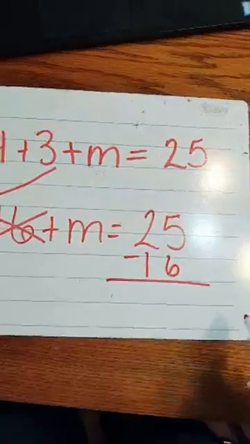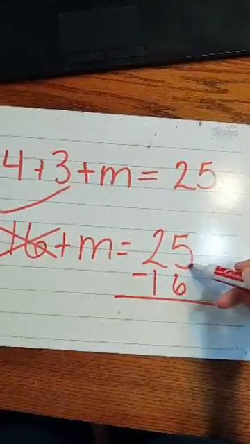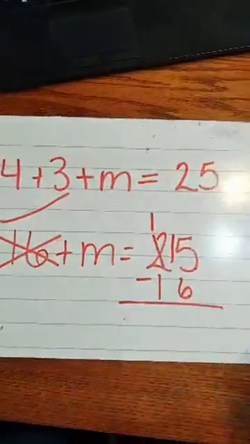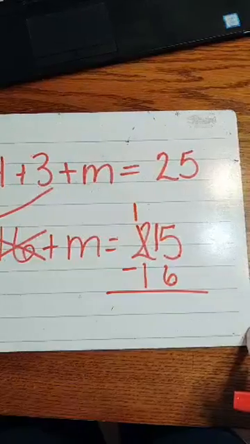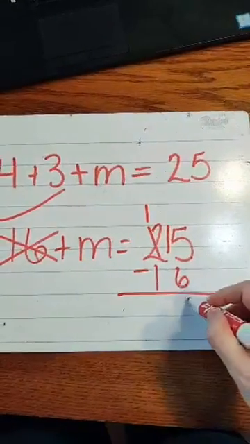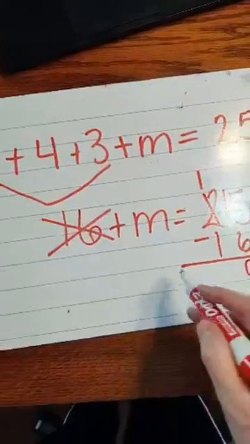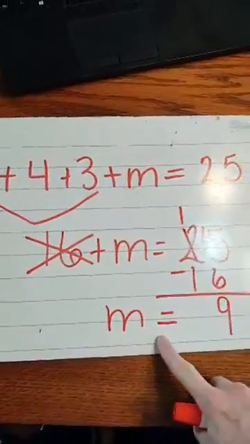Okay, so let's subtract. Uh-oh, again, bigger bottom, better borrow. So we borrow a 10 and we give it to that 5. 15 minus 6. You got it. 9. 1 minus 1. 0. Good. So this m is over here, and it equals 9.